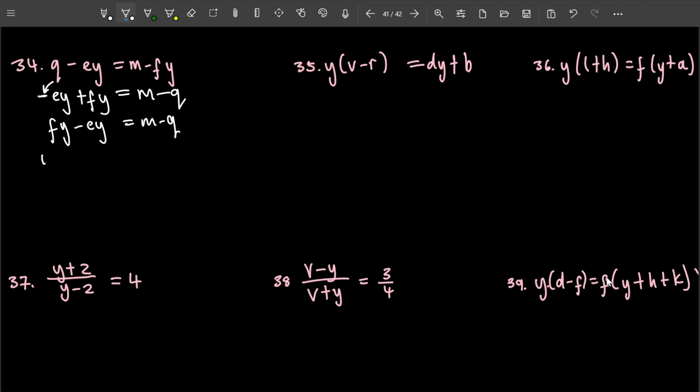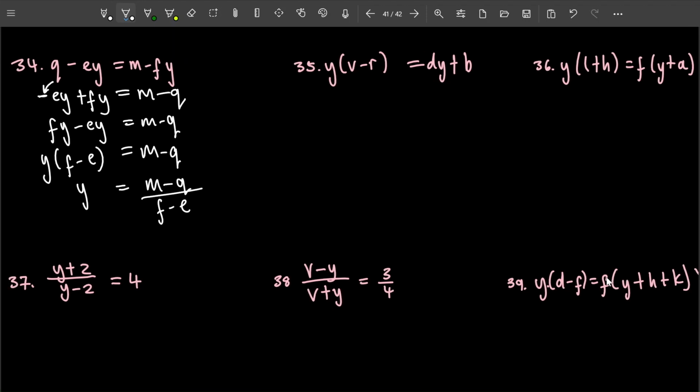We factor out Y. It becomes Y, then F minus E is equal to M minus Q. Then Y will now be equal to M minus Q over F minus E. Done. I go to number 35.